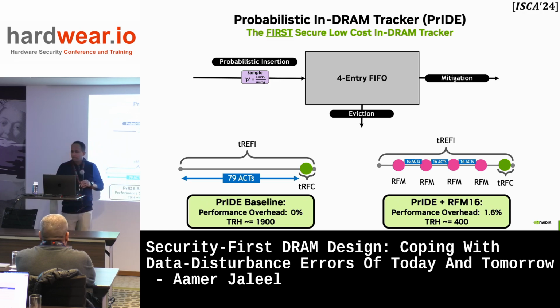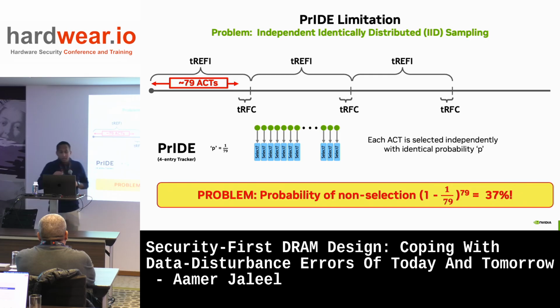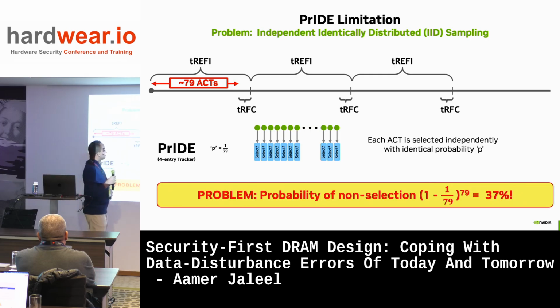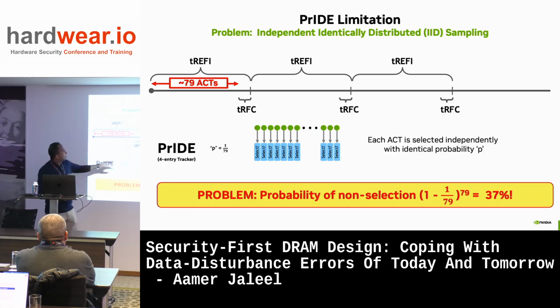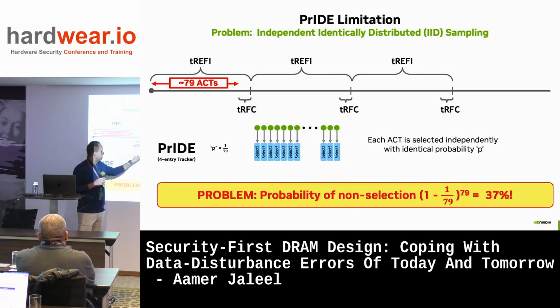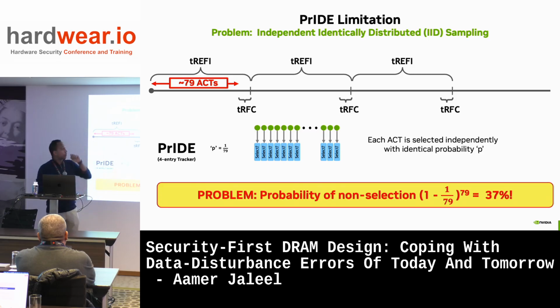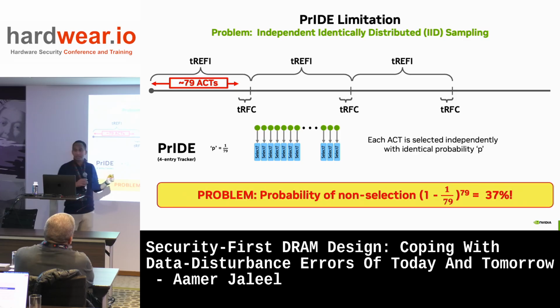But there are some possible enhancements. There's a limitation of Pride. One of the problems with Pride is that each activation is selected independently with identical probability. So for every row activation, we toss a coin and say, can I select this? If you do this for each one of them, there's actually a problem. Sometimes, actually 37% of the time, you will not choose a row for mitigation. So the probability of non-selection is 37%.